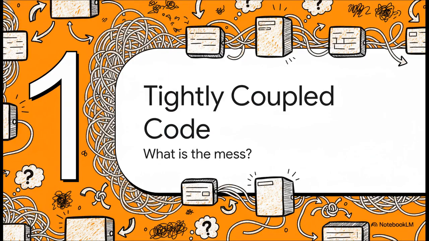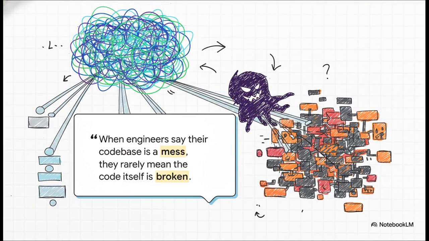So part one, the tightly coupled codebase. What exactly is this mess? Well, before we can fix anything, we gotta define what developers are actually complaining about. Listen to this. When engineers say their codebase is a mess, they almost never mean the code itself is actually broken or failing to run. Seriously, most software projects start off as a standard layered N-tier monolith, which is super easy to build. But as things grow, well, something kind of insidious happens.